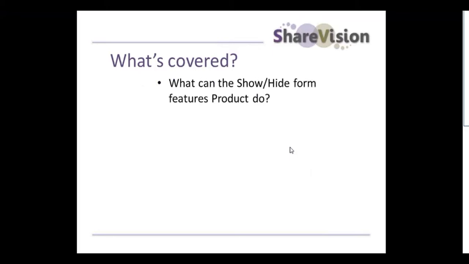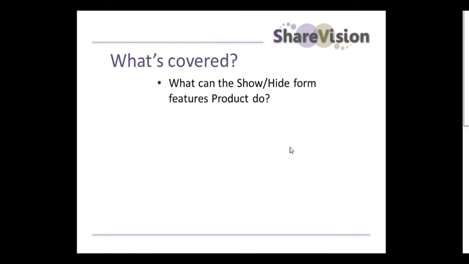With the new Show Hide Form Features product, you can show columns when you want them, hide them if you don't, or expand and collapse sections of a form while filling it out. The best part is, it's all done with the column name, so no tricky coding or special skills required.